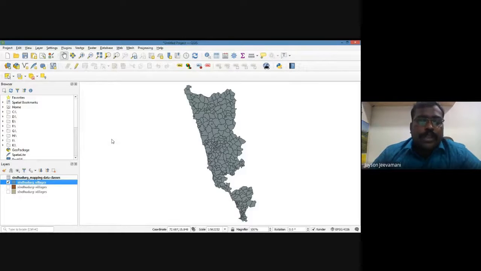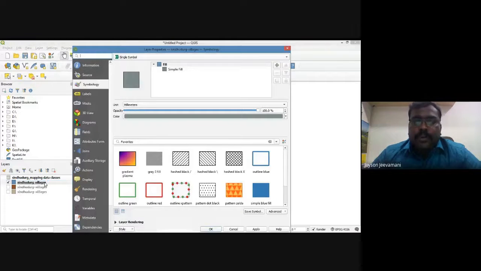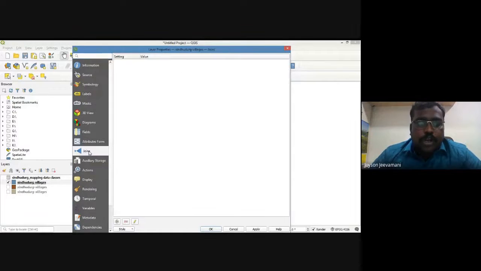We have to join the layers because these are two layers. One is the CSV file, that is the Excel file, and another one is the shape file. These two should be merged so that we can map the values. When we click properties, it will show these menus. In that, go to Join. After clicking Join, down there is a plus symbol. Click Add new join.